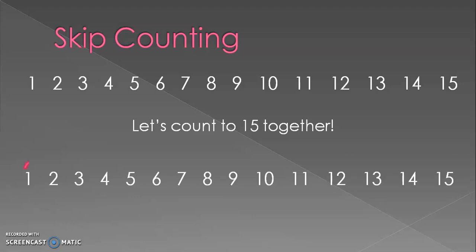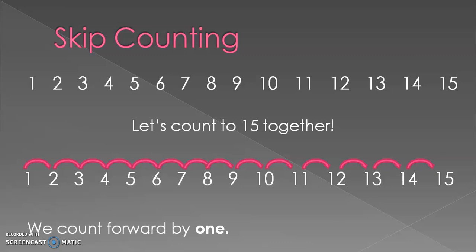1, 2, 3, 4, 5, 6, 7, 8, 9, 10, 11, 12, 13, 14, 15. So when we counted from 1 to 15, we moved forward by one number. This is called skip counting by ones. We only use one number ahead of the one that we just counted.